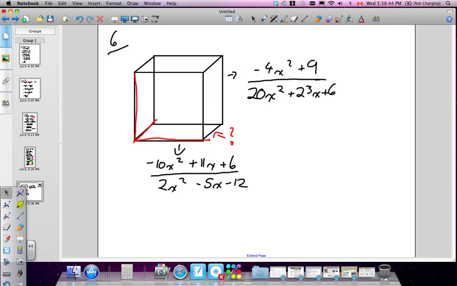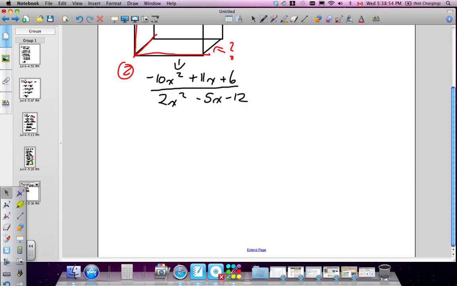Okay, so number 1 says that negative 4x squared plus 9 is equal to 20x squared plus 23x, we think, plus 6, right? Okay. In the first question, do you remember difference of squares? Yeah. Okay. In a difference of squares, you have to be able to find the square root of the first term and the last term. Can we do that? Can we find square roots?